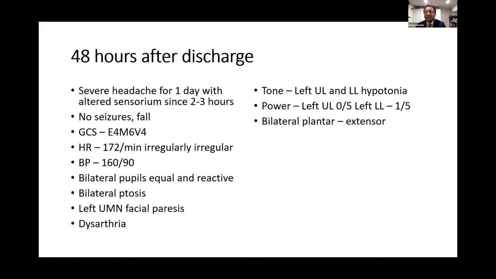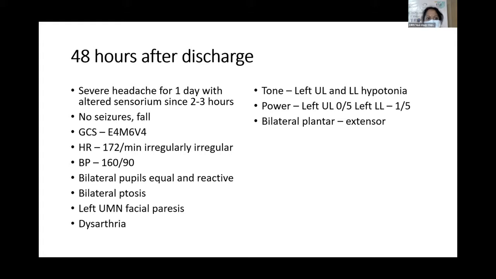So this patient, after discharge, developed severe headache and presented with altered sensorium. I do suspect, since the patient was on anticoagulation, a hemorrhagic transformation. And also think about the fact that now there are bilateral plantar extensors. Initially only the left plantar was extensor, now it's bilateral. What does that imply? There's bilateral ptosis, bilateral plantar extensors.